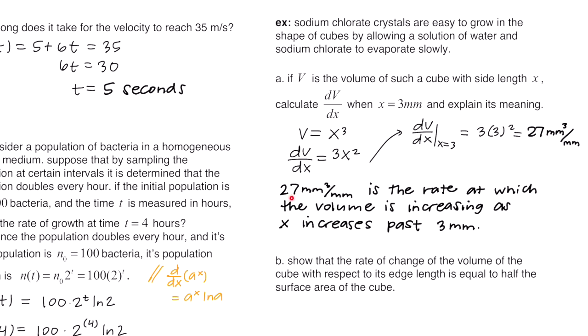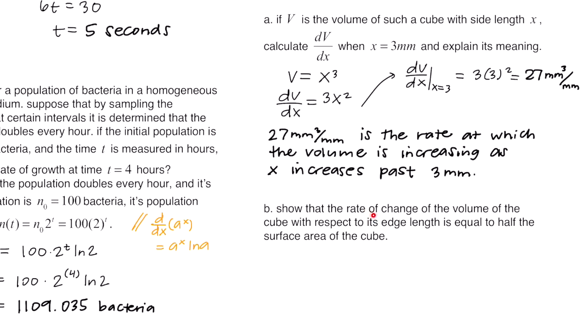And I wrote it out: 27 millimeters cubed per millimeter is the rate at which the volume is increasing as x increases past 3 millimeters. Part B says, show that the rate of change of the volume of the cube with respect to its edge length is equal to half the surface area of the cube. So the rate of change of volume of the cube with respect to its edge length is going to be 3x squared. And we want to show whether or not this rate of change is equal to half of the surface area of a cube.